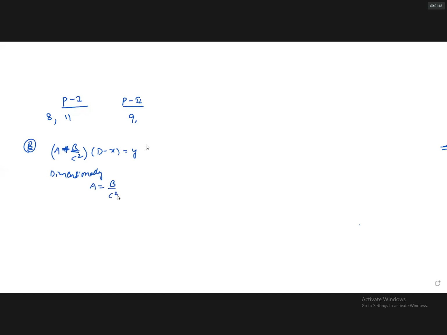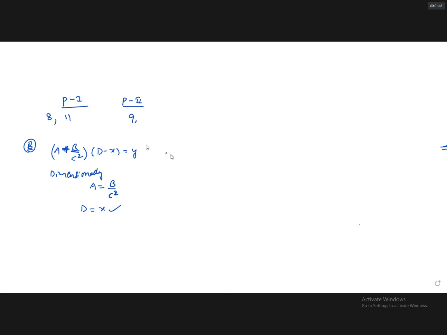A is equal to b by c square అవ్వాలి కదా. Yes sir. Okay, and d and x have same dimensions. And later you can split that. Later you can multiply that, and again accordingly we can calculate. Dimensions of d and x must be same. This is correct statement. So a and b may not have same dimensions. A is equal to b by c square.